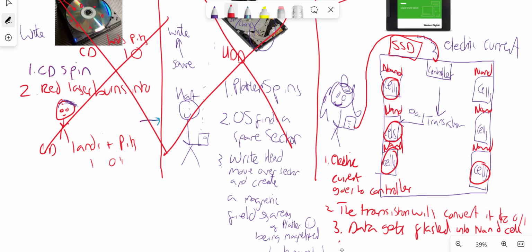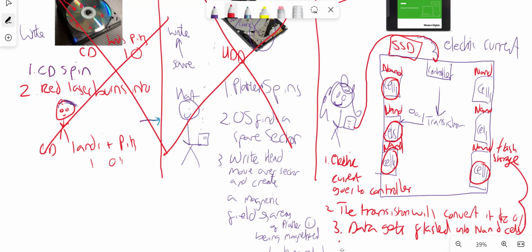Now, I'm going to say some other important little bits of information. All of this is called flash storage. So your USB memory stick uses flash storage. SSDs inside your computer use flash storage. SSDs inside your phone use flash storage.